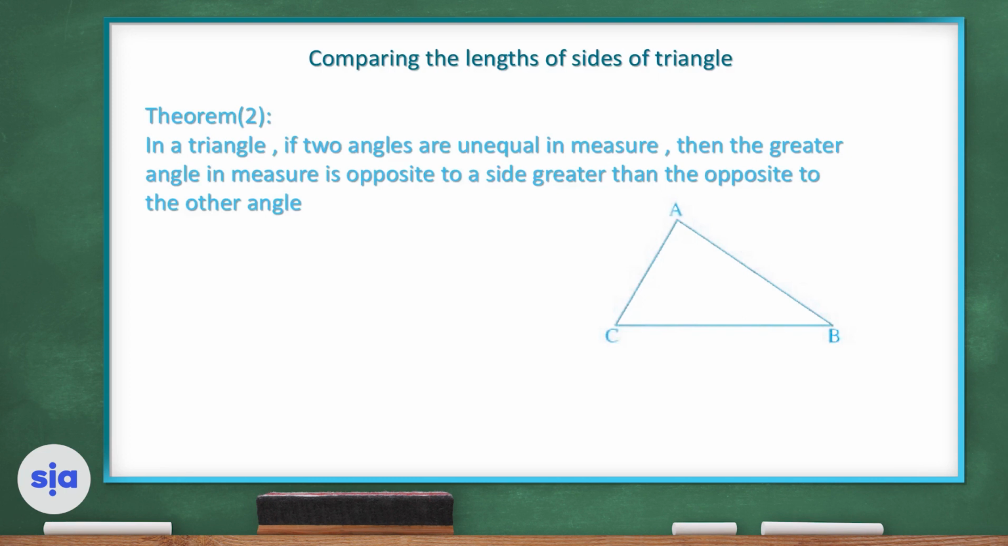In this session we'll be talking about comparing the length of sides in a triangle. Let's start with a theorem. The theorem says in a triangle, if two angles are unequal in measure, then the greater angle in measure is opposite to a side greater than the side opposite to the other angle. So, in triangle ABC, in which the measure of angle ACB is greater than the measure of angle ABC, then AB is longer in length than AC. So the length of AB is greater than the length of AC.